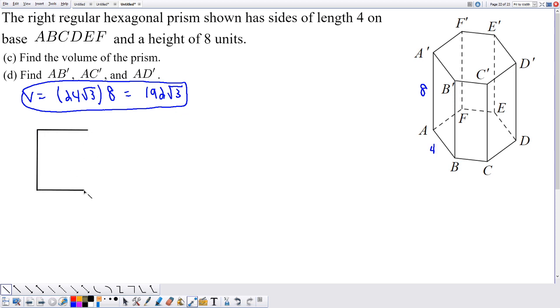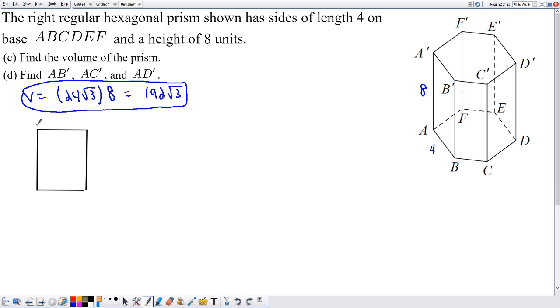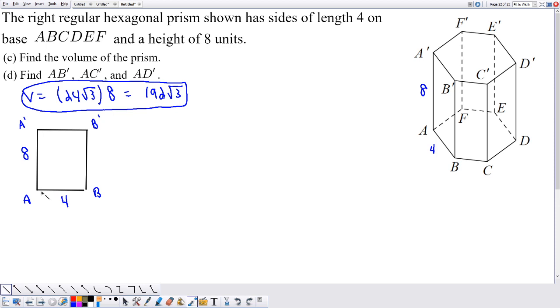Now we can just construct, like I usually like to do, this rectangle separate from the three-dimensional figure because it helps me kind of visualize what's going on. So we have A prime, B prime, B, then A. And AA prime has a length of 8, AB is a length of 4. Now I am interested in finding AB prime, the diagonal.